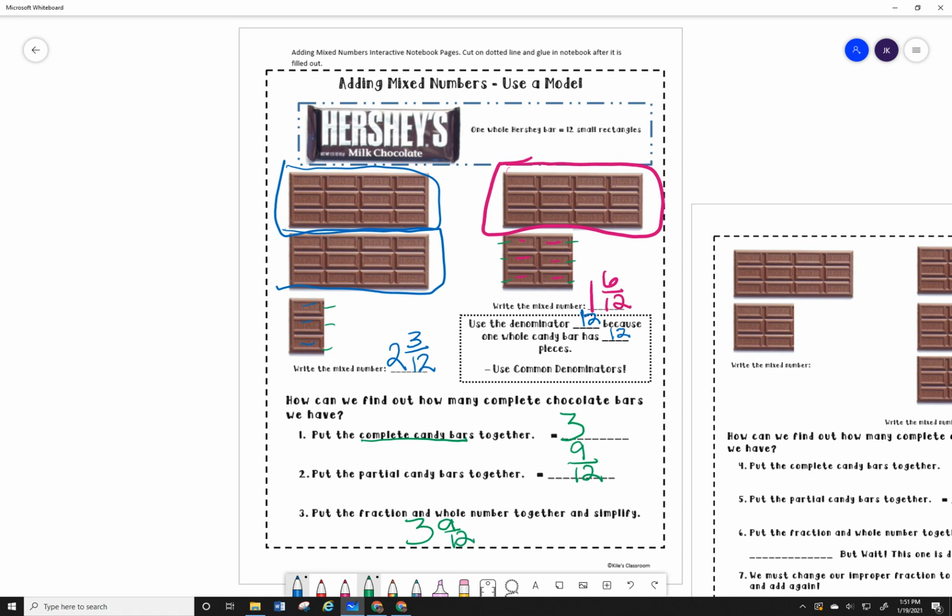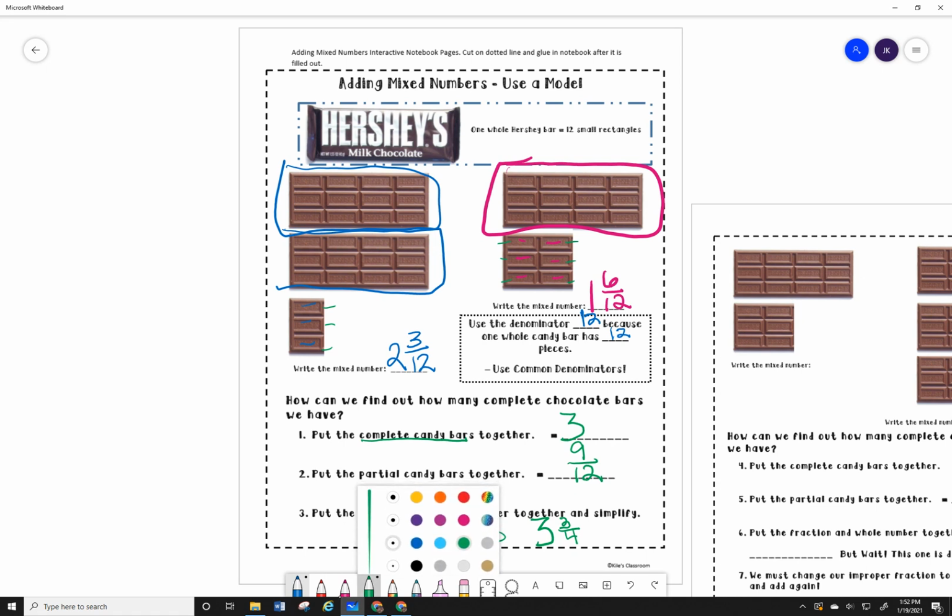Now I need to look at that carefully and recognize that 9/12 is a fraction that can be simplified. So I'm going to think to myself, what number will go into 9 and 12? Or another way to think about that is, what is a factor that 9 and 12 share? And the answer to that is 3. So I'm going to divide the 9 and the 12 both by 3. And my new answer is 3. And 9 divided by 3 is 3. And 12 divided by 3 is 4. So I have 3 3/4 of a complete candy bar.